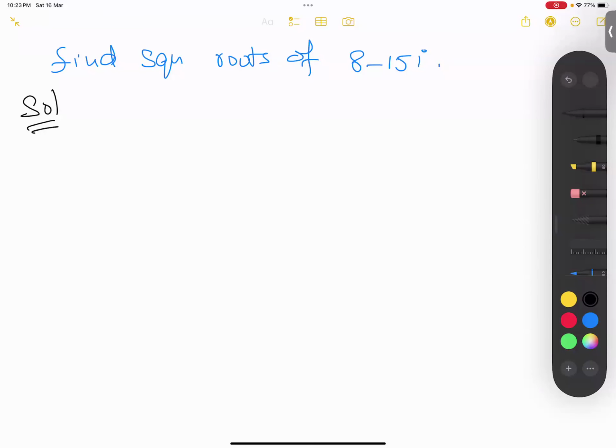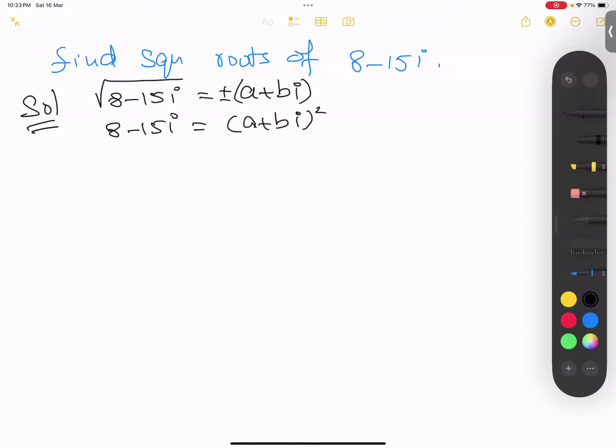Yes, students, I'm going to do this question myself. Bismillah ar-Rahman ar-Rahim. 8 minus 15 iota. Let's say the square root of this is a complex number. This time I'm writing a plus iota b, or b iota, no problem, and I write plus and minus outside. Squaring both sides, the root will finish here, and I will get a plus b iota square. 8 minus 15 iota is: square of the first term plus 2 into first term into second term plus second term square.